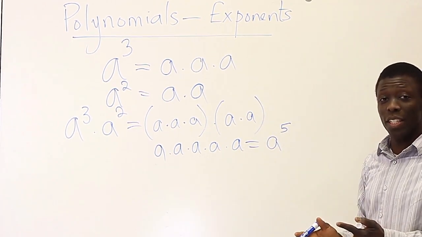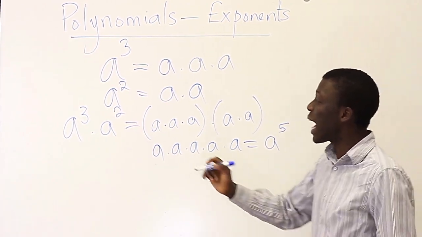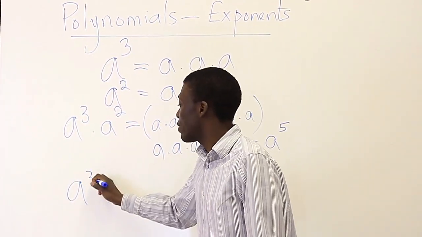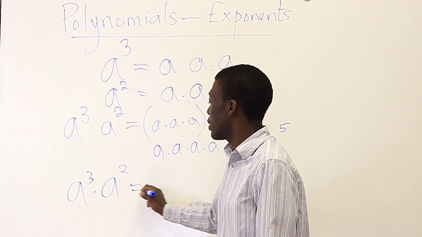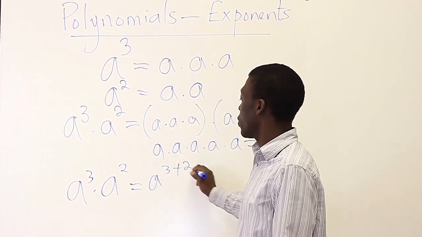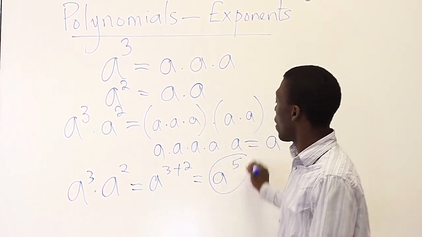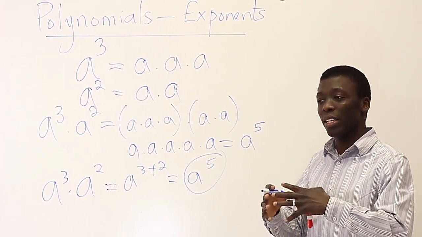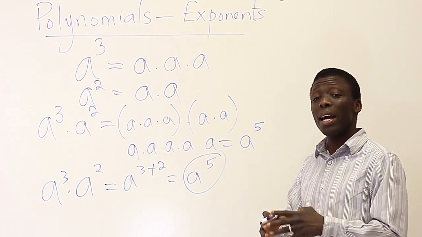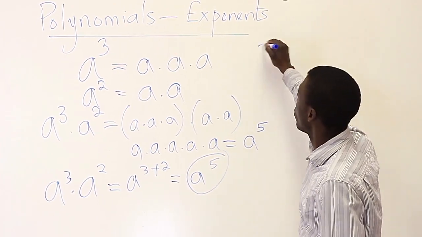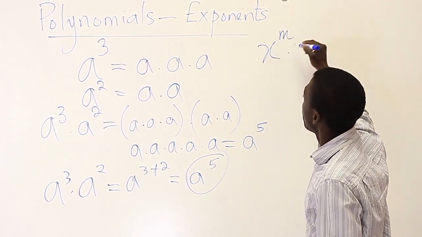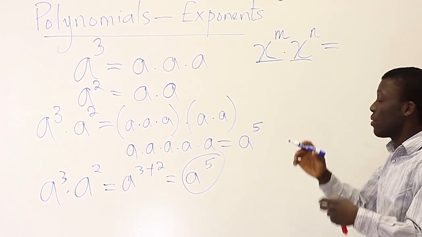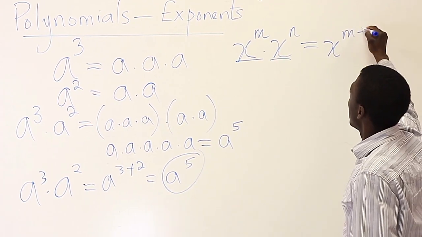Well, here's what's interesting. If you were to just add these two numbers together, you would get the same thing. So a to the third power times a squared is the same thing as a to the 3 plus 2, which is a to the fifth power. So now there's a general rule, and that's, you see, in mathematics we can come up with general rules that would apply in all situations. And so if we have x to the m power times x to the n power, if there are two things multiplying and they have the same base, then you can add their powers.